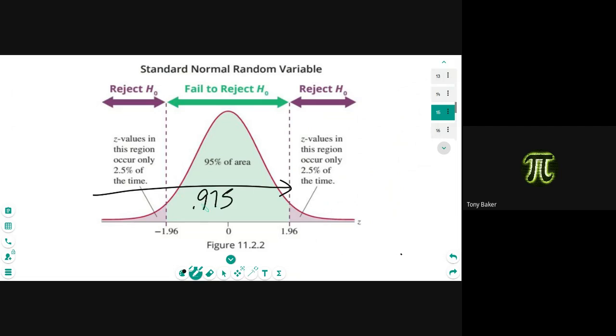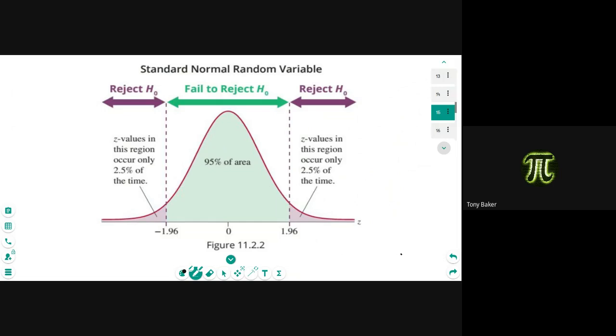I'm looking for a 0.975, because that's 95% and that's 0.025. Remember, it's 0.025 on either side. 95% is directly in the middle. Okay. So, all right, we'll do it. I'm going to actually do this a little different way.